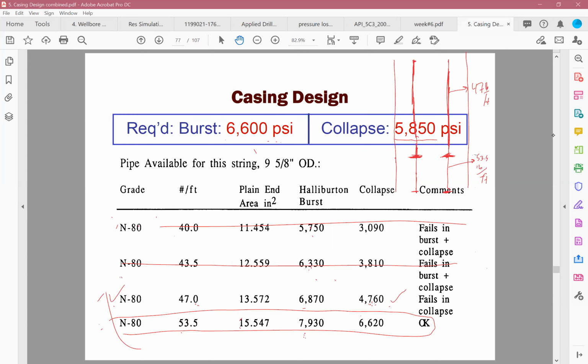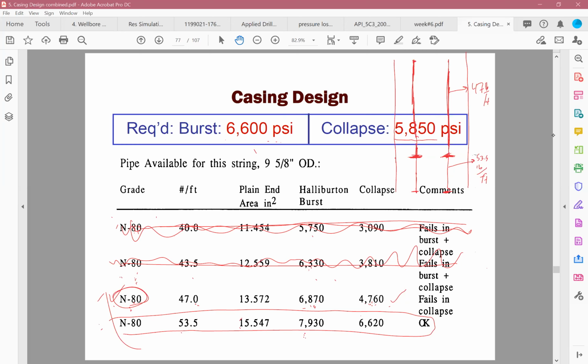Now, why don't we use the first two casings, 40 and 43.5? They don't satisfy the burst requirement, so we can never, ever use these two casings. They are completely out of the question, so forget about these two. The only reason we are trying to add this casing is because it satisfies the burst condition but doesn't satisfy the collapse, and that's why we can use it only up to some specific depth.